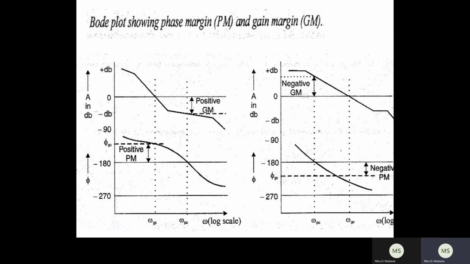If you want to determine the phase margin, always remember 0 dB. From the 0 dB, draw a horizontal line that will intersect your Bode magnitude plot.